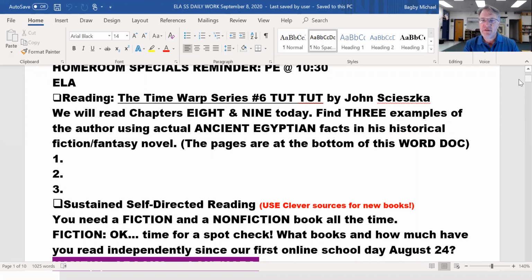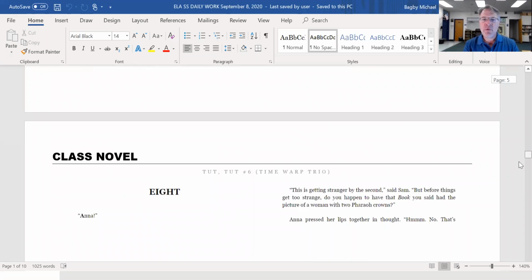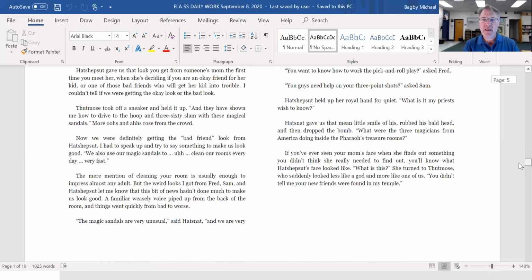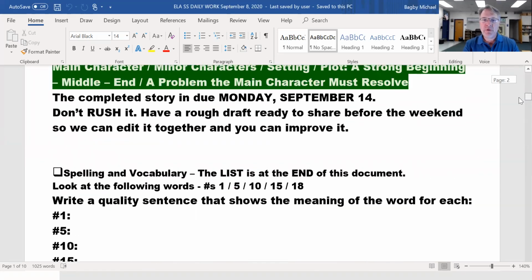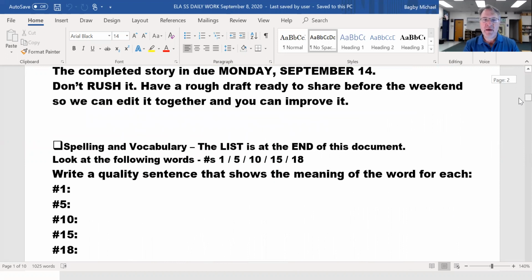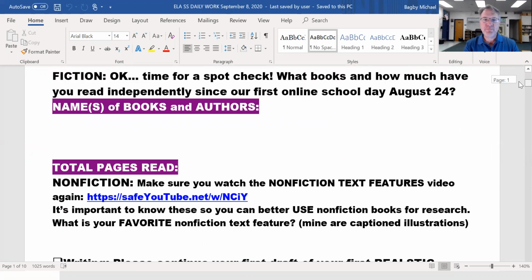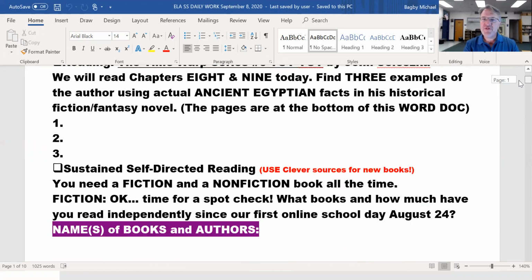And the pages are down here. We'll read them together, but then you can look back here. I'll try to point some out today. But find them, please, and then write them down. Just 3 of them.